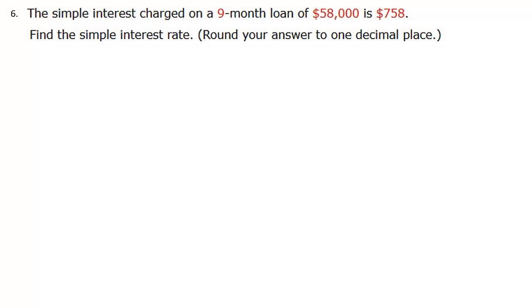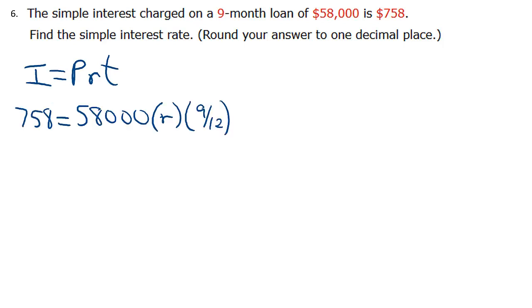Number 6. The simple interest charged on a 9-month loan of $58,000 is $758. Find the simple interest rate and round your answer to one decimal place. Formula is I equals PRT, again because it's simple interest. The amount of interest was given to be $758. The principal is $58,000. We're looking for R, which is the simple interest rate, and the time is 9 months, which is 9/12 of a year. Remember, your time always has to be in years.